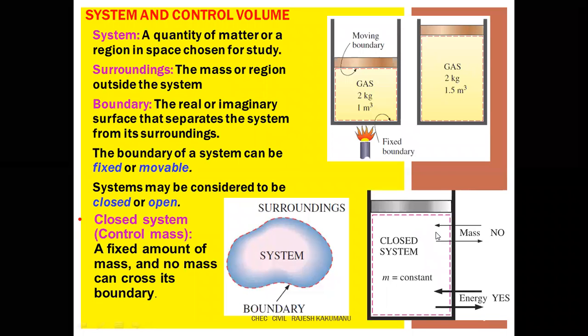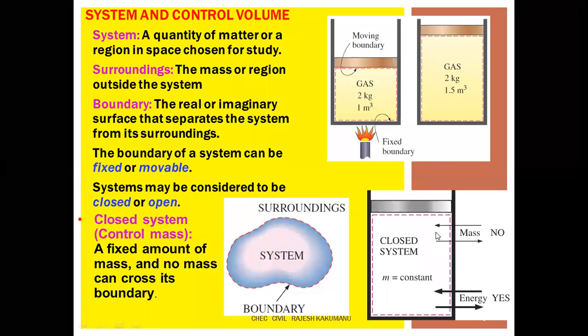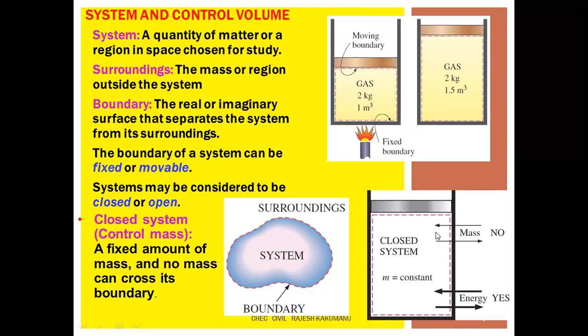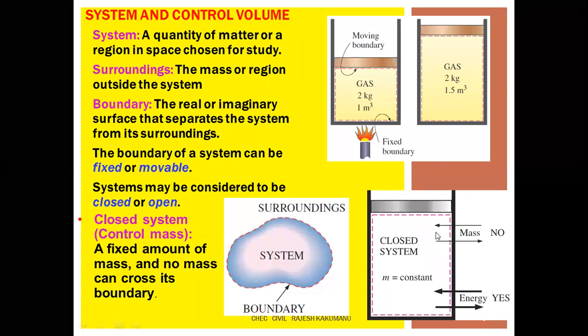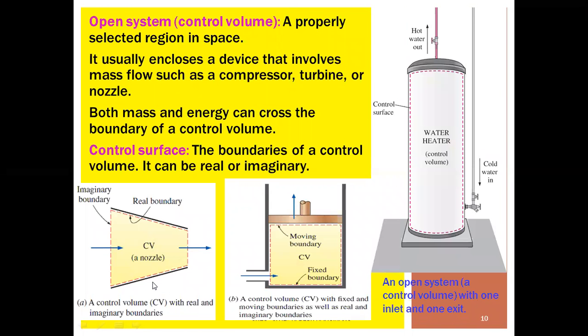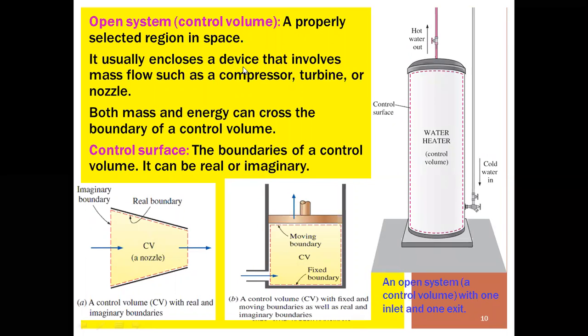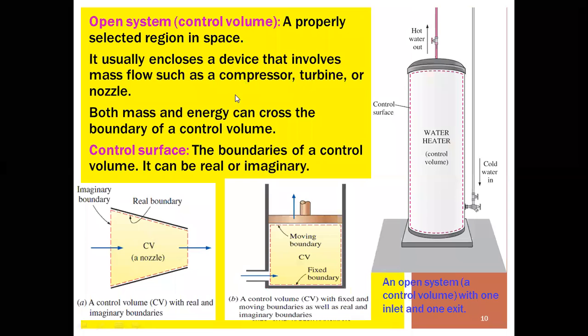Open system means it is open to the nature, where it does not have surroundings, where it does not have a boundary, but to a small extent a boundary is available. That is nothing but an open loop system and closed loop system. Next, open loop system or control volume. Here what happens? Here a properly selected region in space, for example, it usually encloses a device that involves mass flow such as compressor, turbine or nozzle.